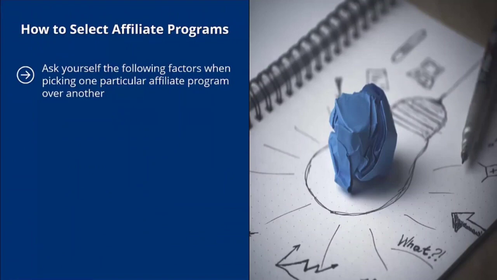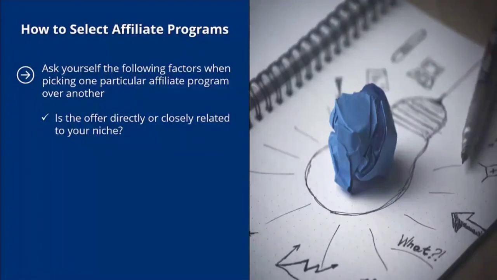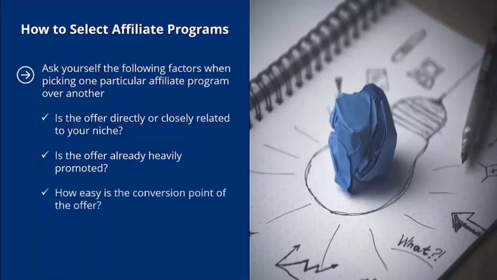Ask yourself the following factors when picking one particular affiliate program over another. Is the offer directly or closely related to your niche? Look at a program's offers, not necessarily the program itself. There are many programs that actually cater to many different niches. You have to look through their offers to see if there's something that tightly fits your niche. Is the offer already heavily promoted? Do a search for the name of the offer or the name of the company. Avoid saturated offers.